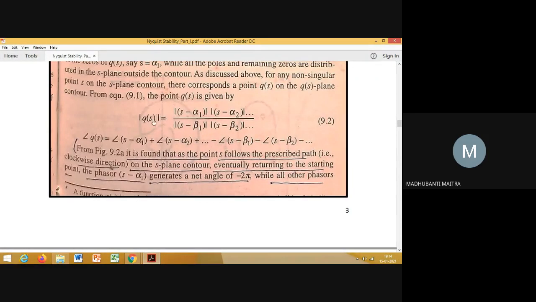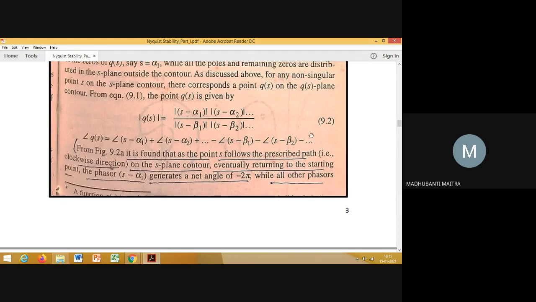Now, the phase angle of the QS phasor is given by this. Since these are the zeros, their angle contributions will be positive, and to get the net angle contribution by all the zeros, we will have to add the individual angle contributions. Hence, the angle of QS will be angle of S minus alpha 1, plus angle of S minus alpha 2, plus dot dot dot, angle of S minus alpha m, minus, since the poles are in the denominator, the angle contribution by the poles will be negative, that we know. So it will be minus angle of S minus beta 1, minus angle of S minus beta 2, and so on and so forth.